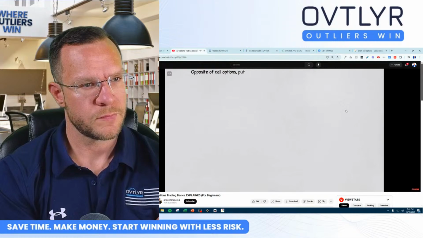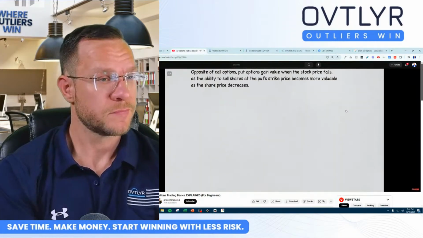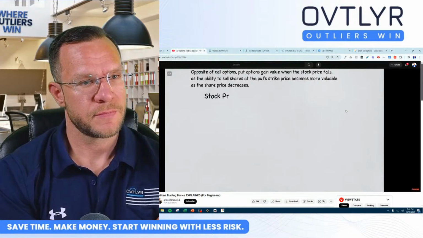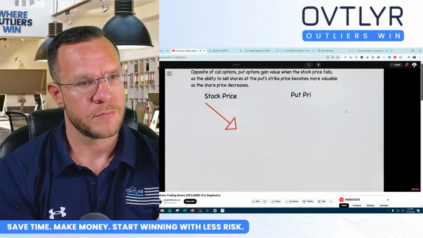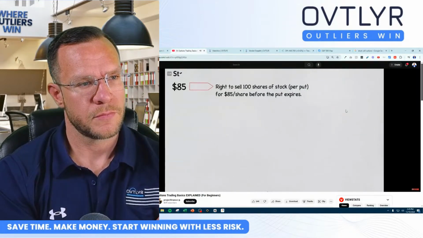Now, as you might have guessed, this is exactly the opposite of call options because put options gain value when the stock price falls, as the ability to sell shares at the put's strike price becomes more and more valuable as the share price decreases. So with put options, as the stock price decreases, the put option's value will increase. So to illustrate why this makes sense, let's go ahead and look at an example.